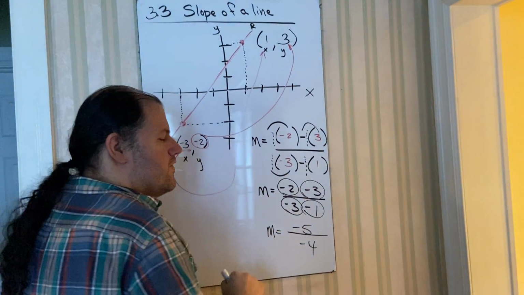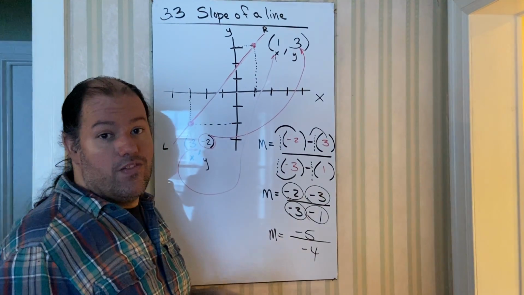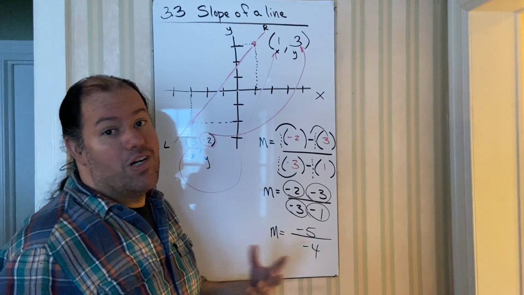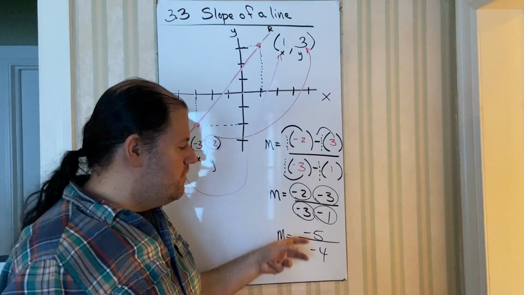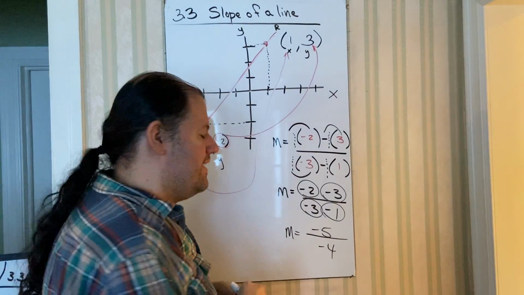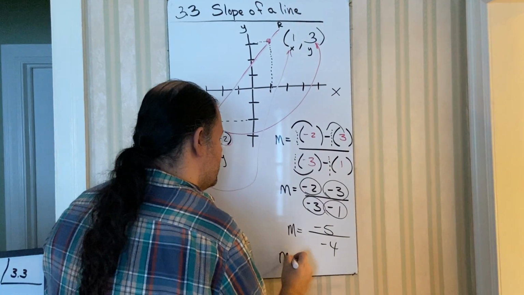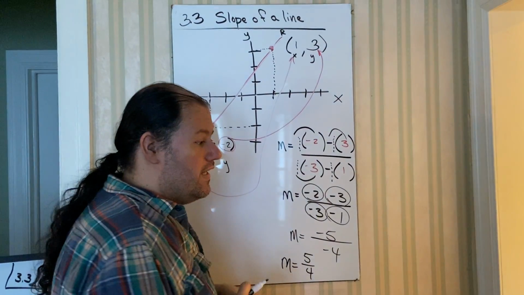Now always you want to reduce your slope. Negative 5 over negative 4, I'll tell you, if you put that in Alex, it's going to mark it wrong, because this is not simplified. You know that a negative divided by a negative is a positive. So our answer is going to be 5 over 4.